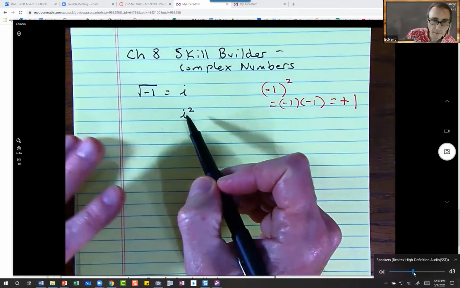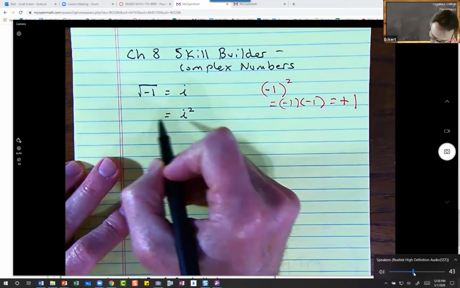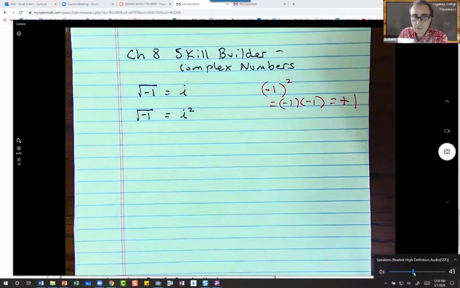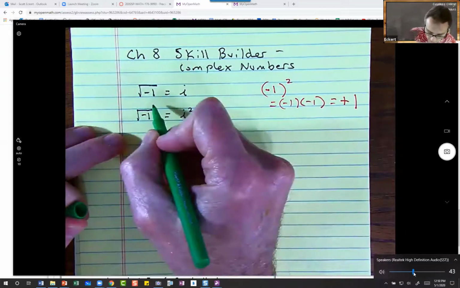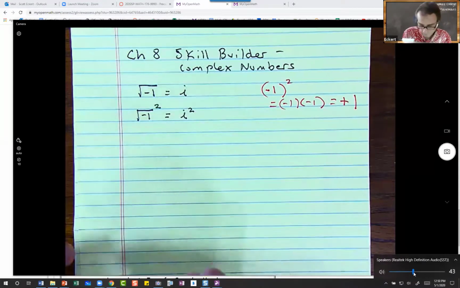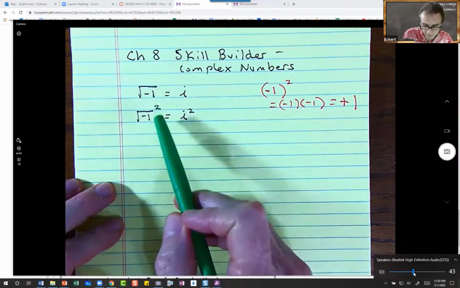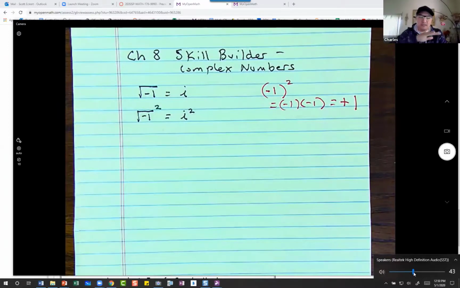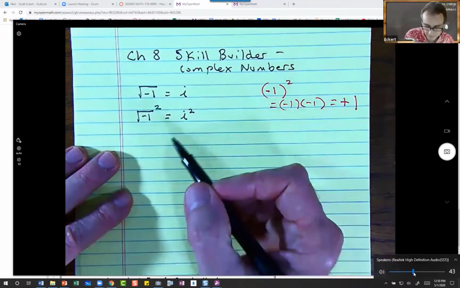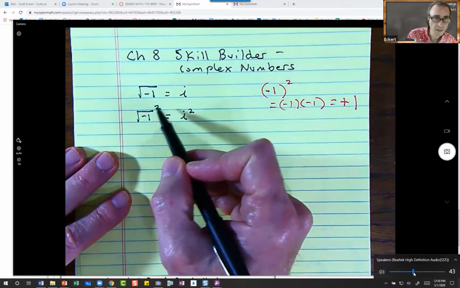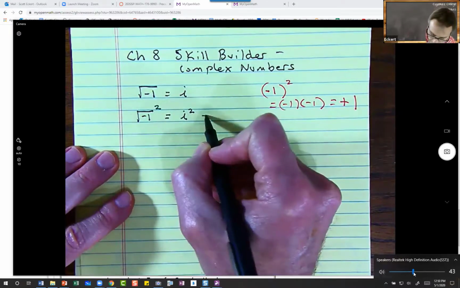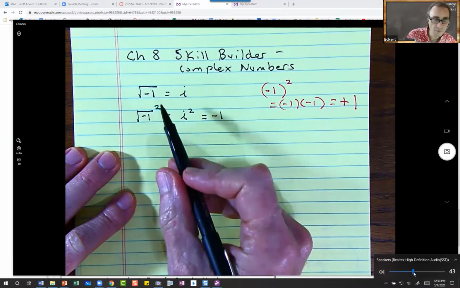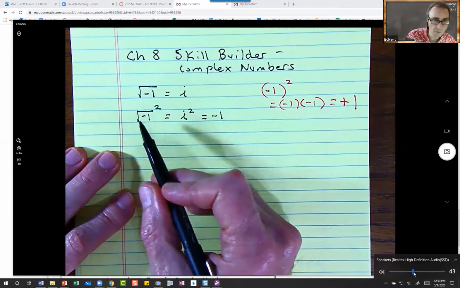So i squared is going to equal the square root of -1 to the second power. Now what happens when you put a second power on a square root? It gets rid of the square root, right? Exactly. These two operations cancel each other out, so we're going to get -1. The second power and the square root cancel, so what's left is what we started with.